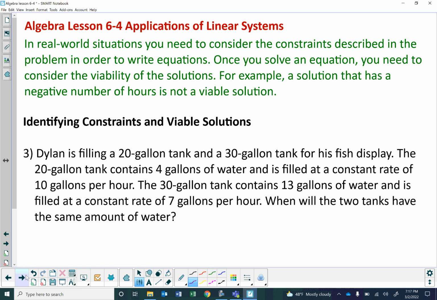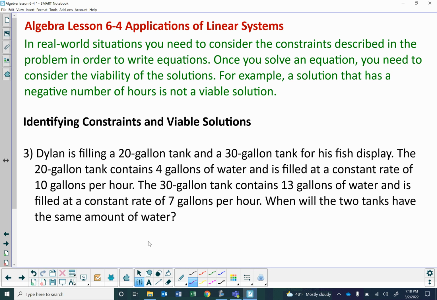Once you solve an equation, you need to consider the viability of the solutions. For example, a solution that has a negative number of hours is not a viable solution. We've talked about this. You can't spend a negative amount of money. You can't have a negative amount of an item. I can't say, I'm going to go buy negative 25 flowers. No, you're not. That's like going to the flower store and handing them flowers and paying them to do so.